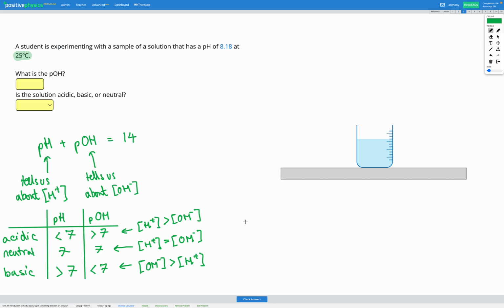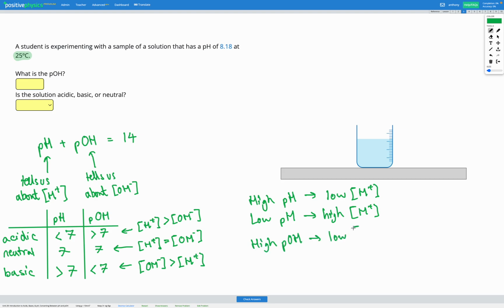Remember, because it's a logarithmic scale, high pH means a low concentration of H plus, and vice versa. Low pH means a high concentration of H plus. The same with pOH. High pOH means a low concentration of OH minus, and low pOH means a high concentration of OH minus. So it's the opposite of what you might think because it's a logarithmic scale.